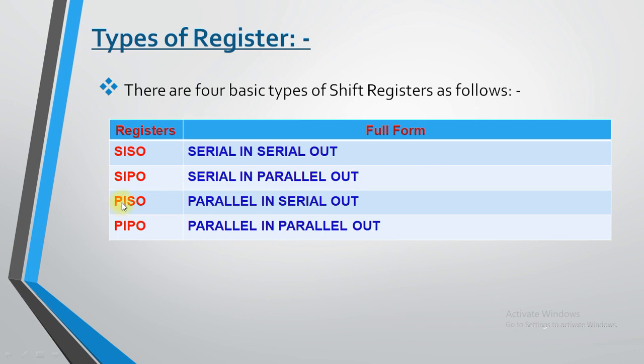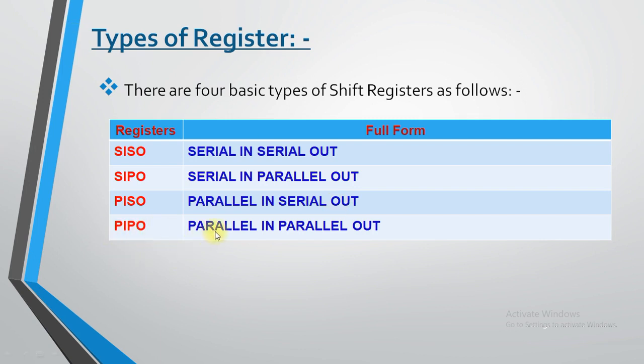Now the next register is called PISO. That means parallel in, serial out. So in this particular register, it gives you the facility to transfer all bits at the same time into the register. So you can input into the register all the bits at a time. Serial out means what? When output is produced, it will be shifted one bit at a time. So you will get only one bit at a time.